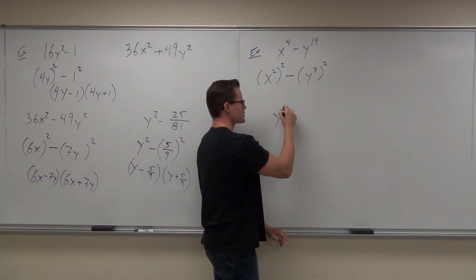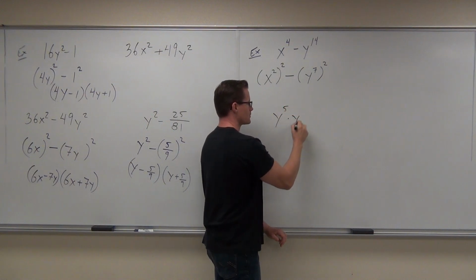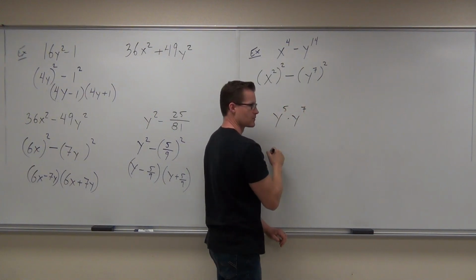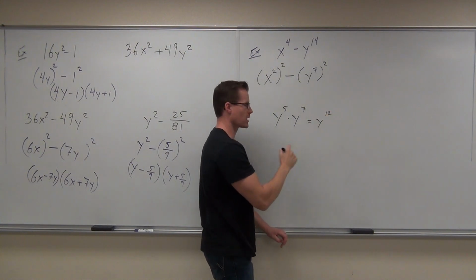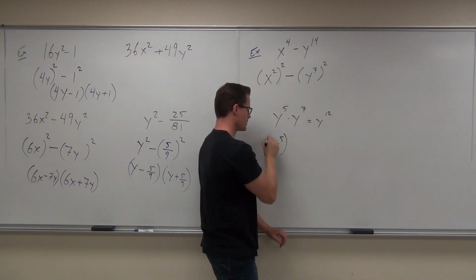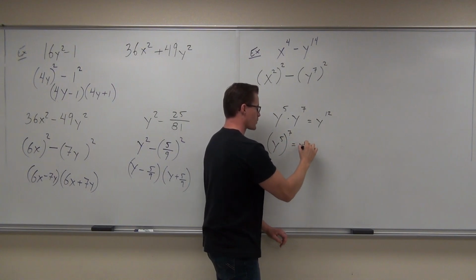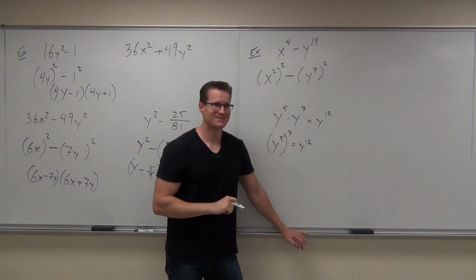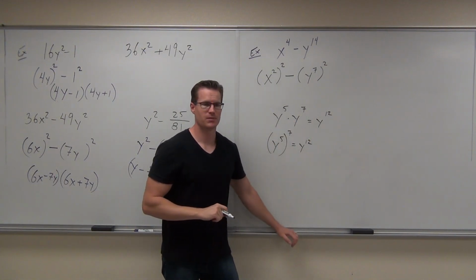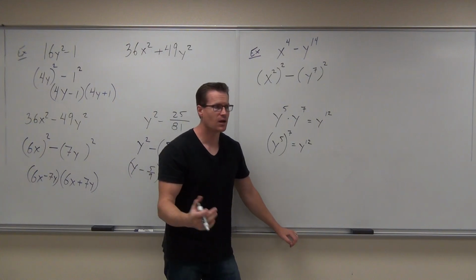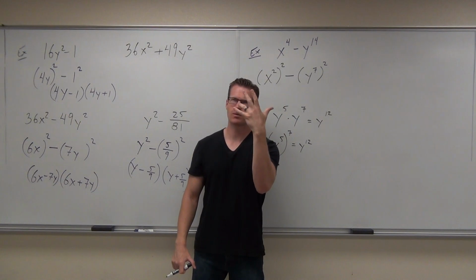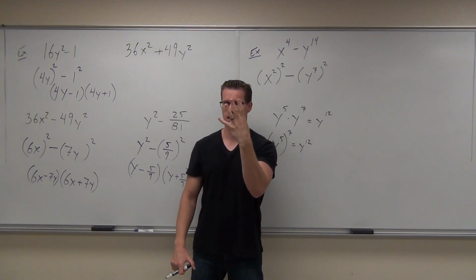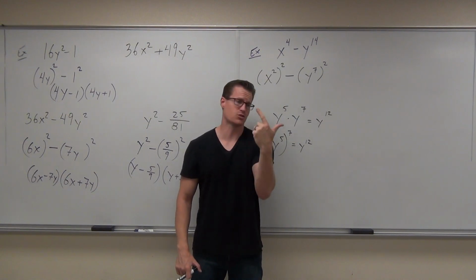Because if you're going to do this to me, like this, and give me y to the 12th, we're going to have a really big problem, okay? Are those the same? No. Then don't make that mistake. These get added because you have y to the 5th times y squared, 5 y's times another 2 y's, 7 y's. That's 12 y's.